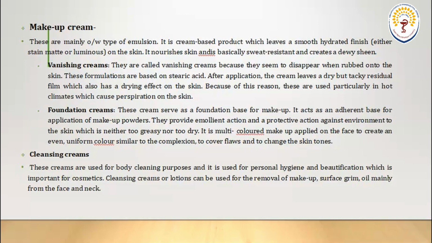Next, cleansing cream. As the name indicates, it is used to cleanse the dirt and debris or oils from the skin. These creams are used for body cleansing purposes and it is used for personal hygiene and beautification.